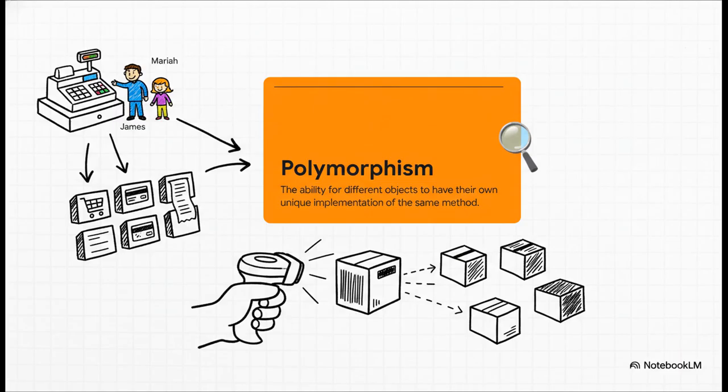It's the magic that lets you write code that just talks to the clerk role, and you don't have to care if it's James, Mariah, or Mark behind the counter. You can have a single function, process checkout clerk, and pass in any of those different objects. You call the same method, like clerk.scanProduct, and each object responds in its own special way. This makes our programs incredibly flexible and easy to extend.